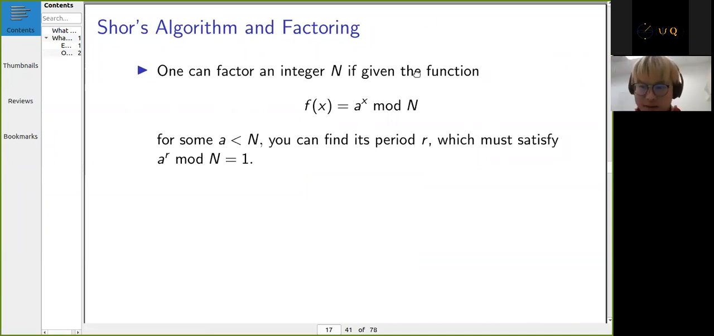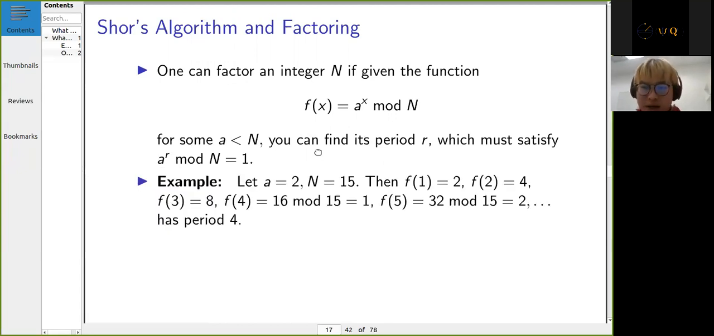Let's say that you have an integer n and some number a less than n. And we assume that a and n are co-prime. That is, the greatest common divisor is equal to 1. So we're given this function f of x equals a to the power of x modulo n. For those who haven't seen this mod notation before, this is the remainder of a to the x when divided by n. So this function has some period r, which must satisfy this equation that a to the power of r mod n is equal to 1.